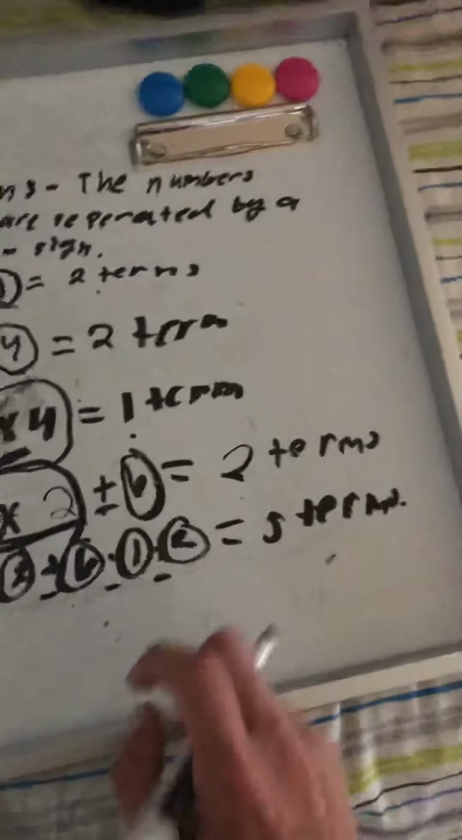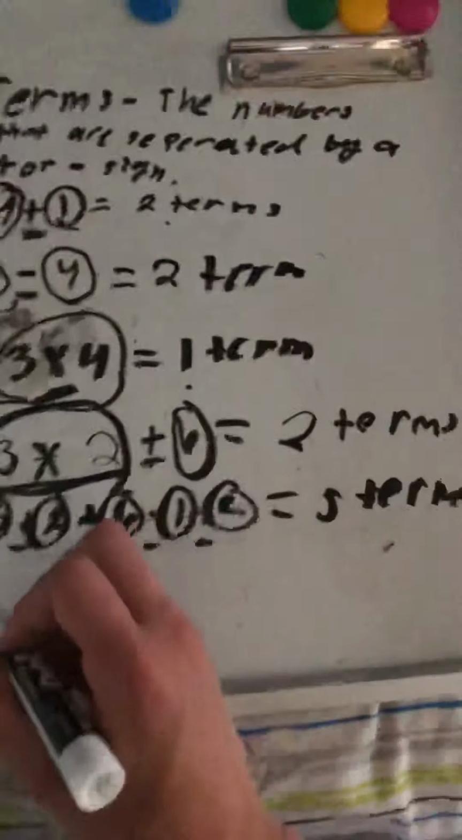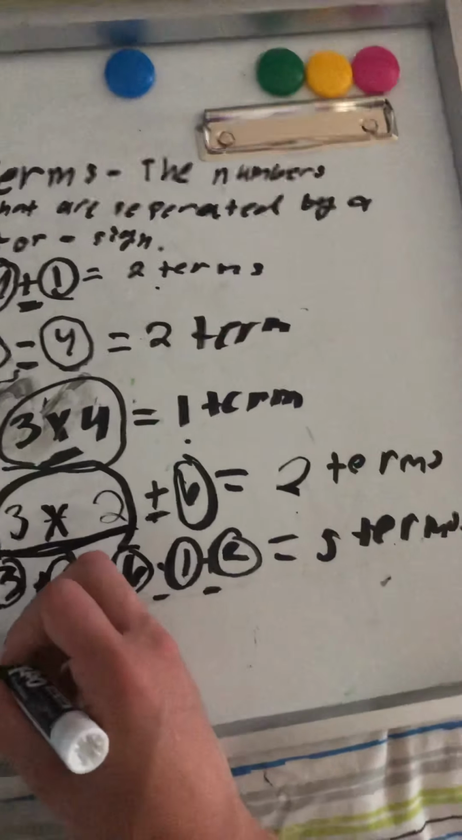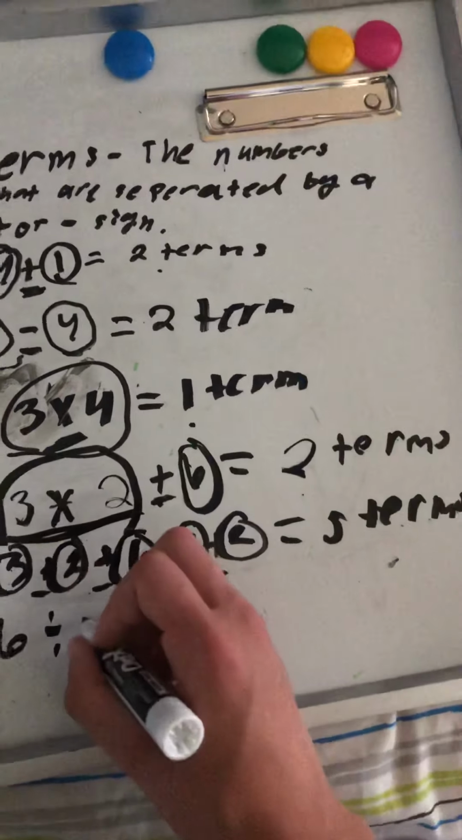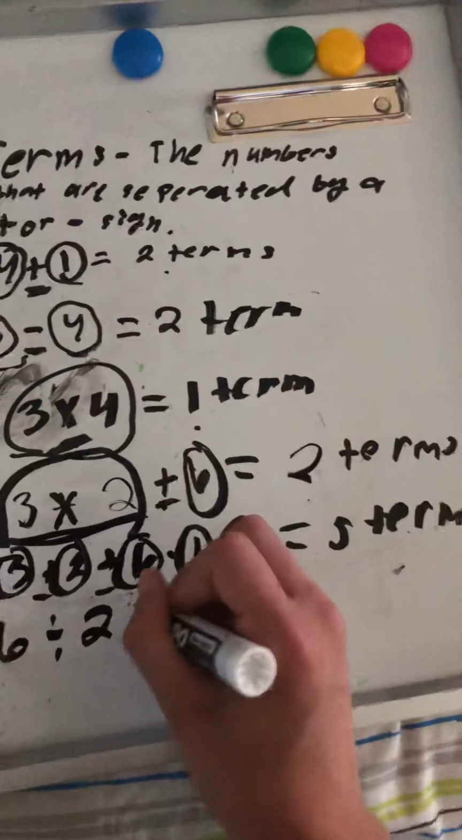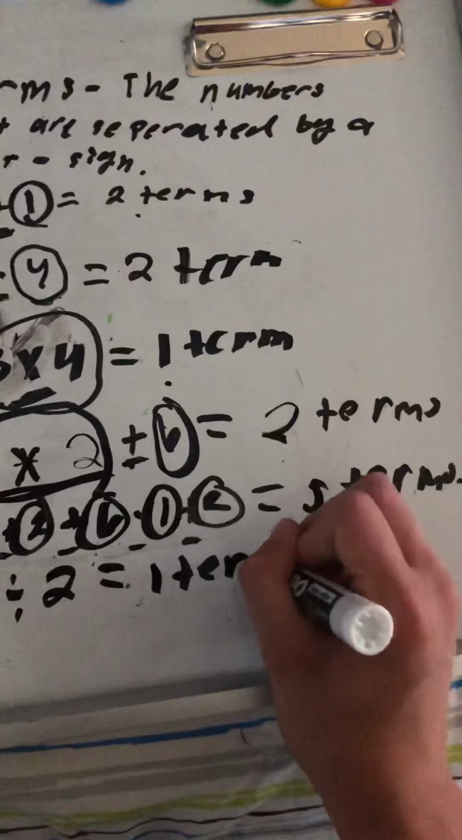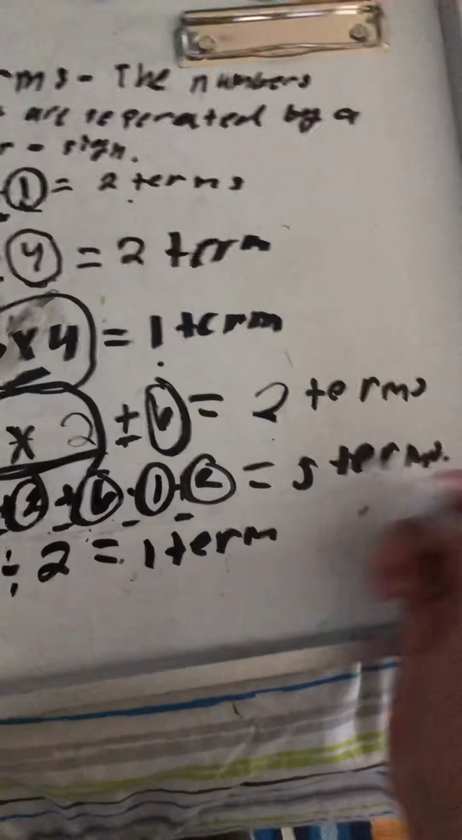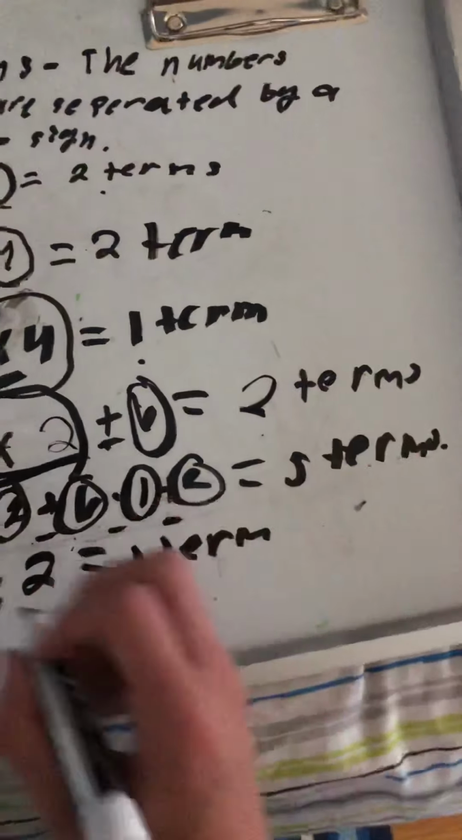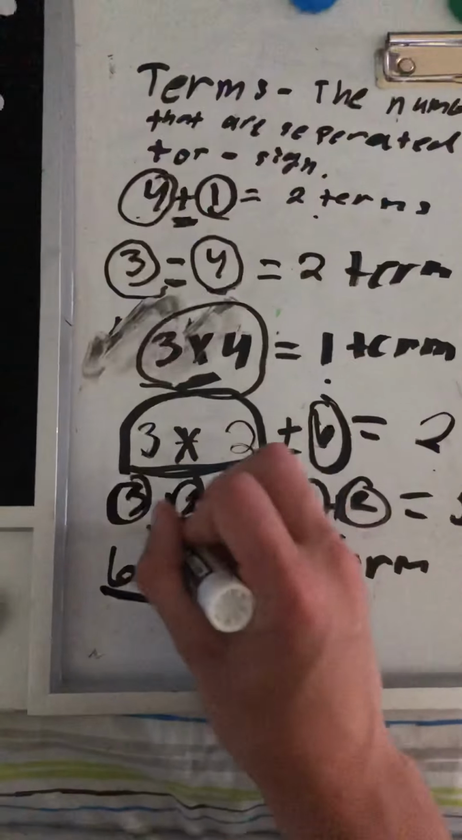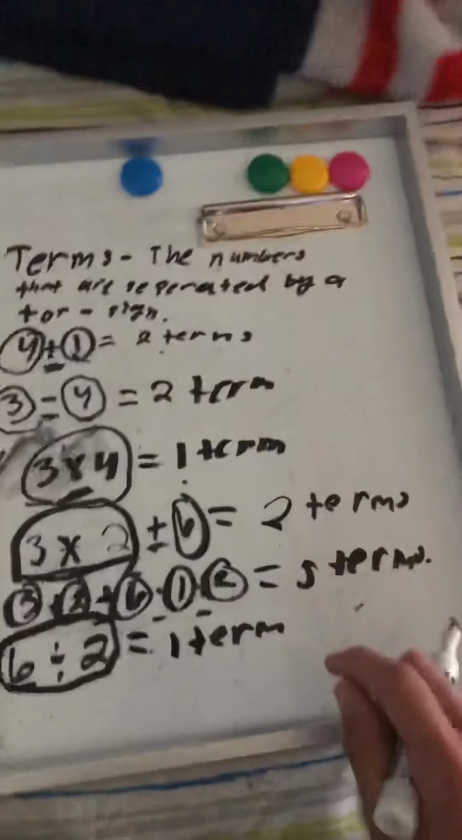Now what about division? Division and multiplication are alike. They're the exact same because with division, if it's, say, 6 divided by 2, that is going to equal 1 term. Why does it equal 1 term? Because there's no plus or minus sign in that. It's a division sign, so that is all 1 term.